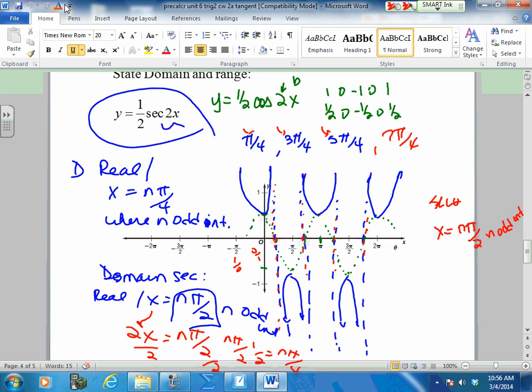An odd integer. Right now we use 2x instead of x. So we can come here algebraically and say, I now have 2x. Let me do this one differently. Let's cross multiply this. I have 4x equals n pi. Maybe this is easier to see, cross multiply. Divide by 4. There it is. N pi over 4, where n is odd. You can do it algebraically, or you can do it by looking at your graph.